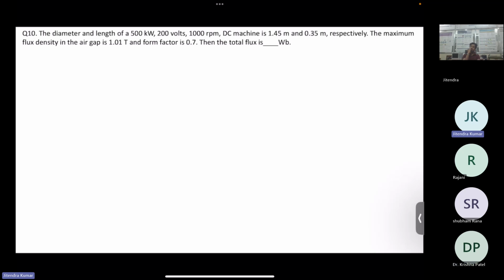For the EMF, you can use it also, but for flux, you can use it in terms of form factor if you have gone through the lecture. So what is the total flux here? We are being asked for total flux, right? Total flux will be equal to form factor into B average, into one volume of that, right? So pi, circumferential, so pi D L.